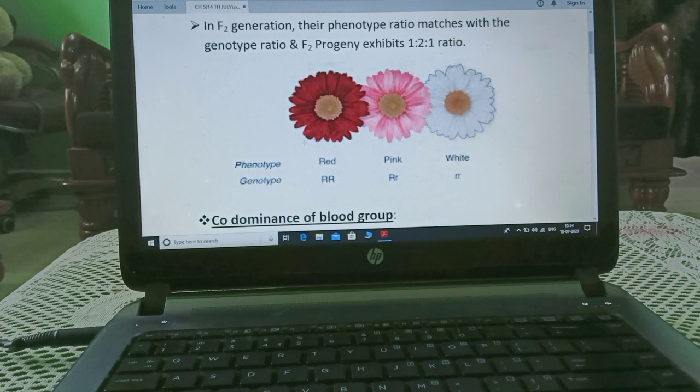You can see this is the F2 generation where there is 1 red flower, 2 pink flowers and 1 white flower. This is a 1:2:1 ratio in genotypic and phenotypic also. This is known as codominance.